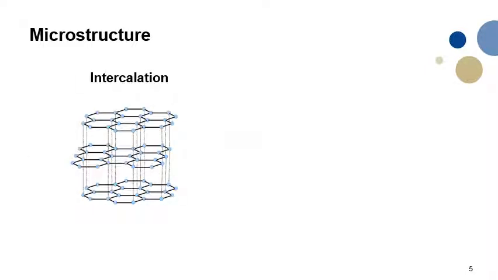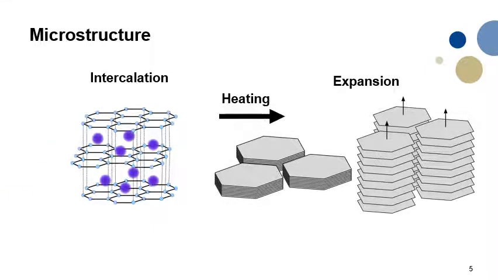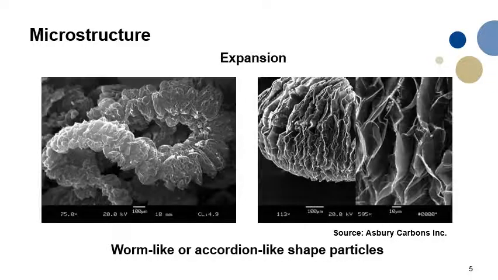The first step of the manufacturing process is the intercalation. So a chemical substance is intercalated and then expanded upon heating, and then the flake can expand over 3 times the original thickness, forming these worm-like or accordion-like shaped particles. And the high regularity of the original flake is retained in some way. For example, this is a sort of honeycomb cell.